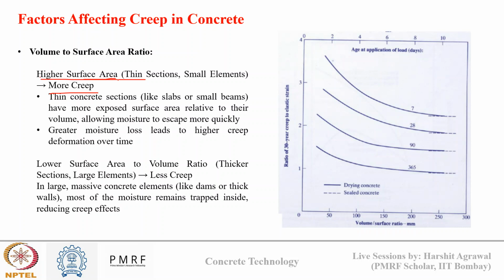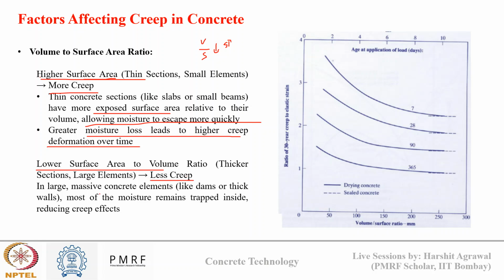In a thin section or small element like a slab or beam, there is more exposed surface. If my volume to surface area is low, it means my surface area is high. If I have more exposed surface, it will allow moisture to escape more quickly. So greater moisture loss will lead to higher creep deformation over time. That's why higher surface area will result in more creep, and conversely, lower surface area will result in less creep.